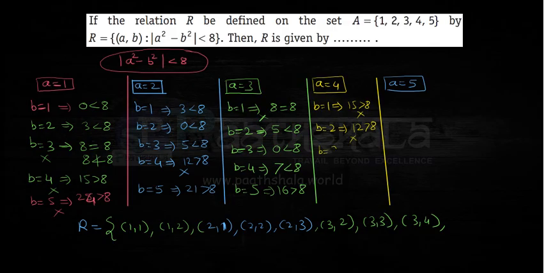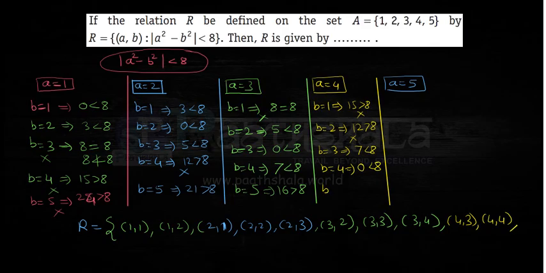For B equals 3, 4 square is 16, 3 square is 9. 16 minus 9 is 7, which is less than 8. Hence this (4, 3) is a valid pair. Now let's check for B equals 4. So 4 square minus 4 square is 0, which is also less than 8. Hence this (4, 4) belongs to the relation.